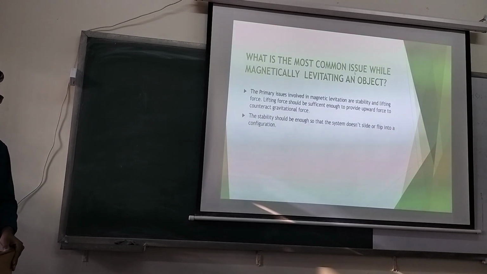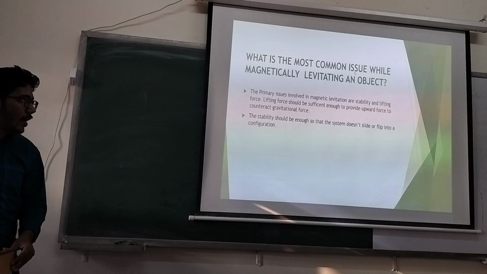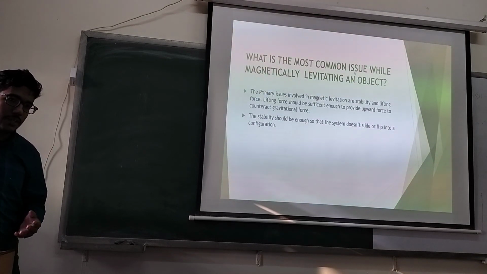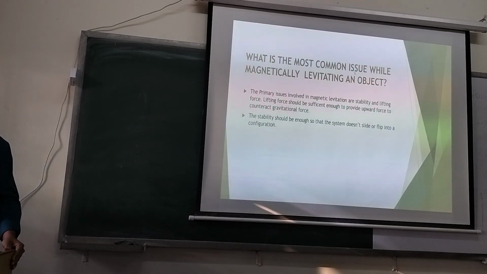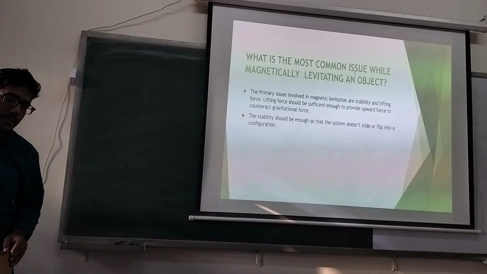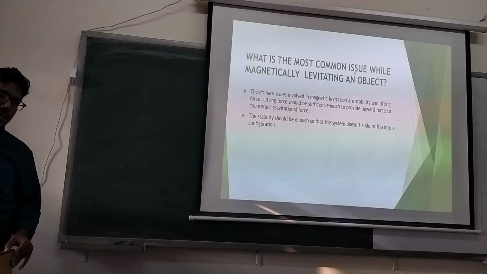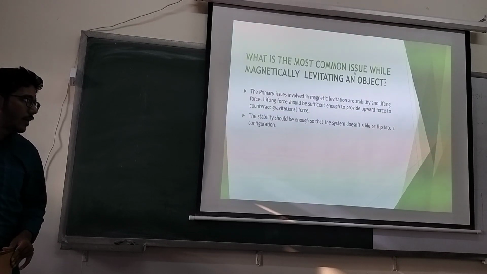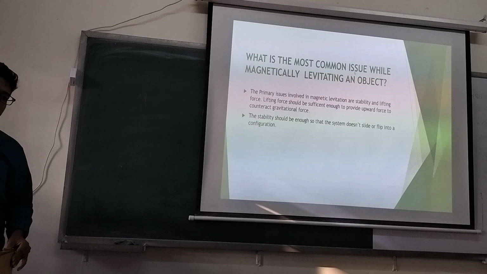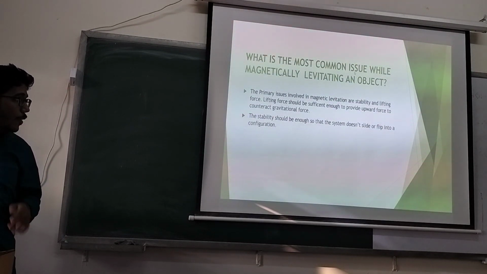So, what are the most common issues while magnetically levitating an object? There is always an issue of stability, right? We have always tried to levitate an object using a ring magnet and another set of magnets. We have always seen that it flips over immediately whenever we try to levitate it. There is also a theorem associated with it known as Earnshaw's theorem, which states that you cannot achieve stable levitation using paramagnetic fields or paramagnetic suspension.